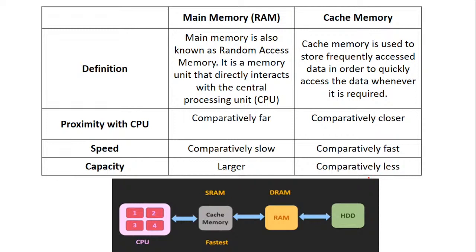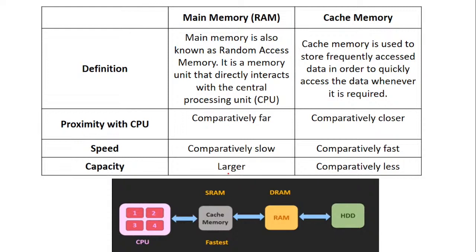That's all. Now, RAM. What is the work of RAM? So RAM is also called the random access memory. It is the memory unit that indirectly interacts with the central processing unit. It is comparatively far, and that's the reason it can't match up the speed. The speed is also slow, which is not matching up to the CPU, and hence the cache memory gets the work done, and the capacity is larger. So I hope that cache memory is very clear.